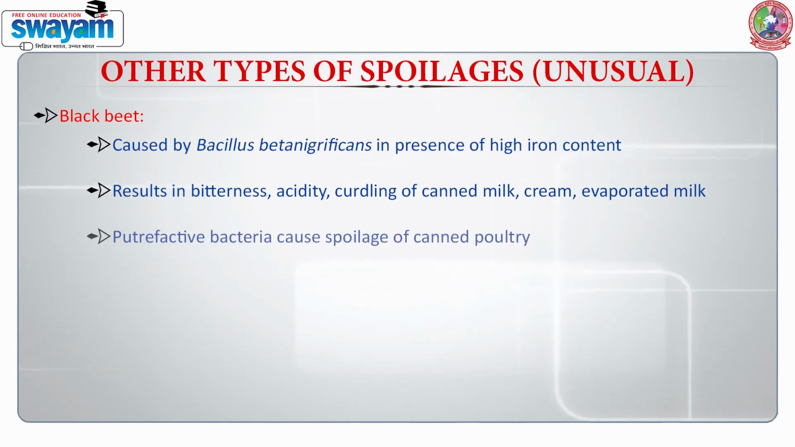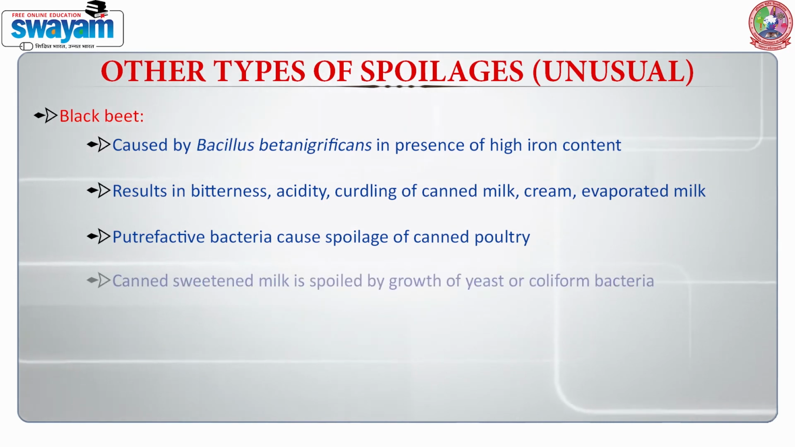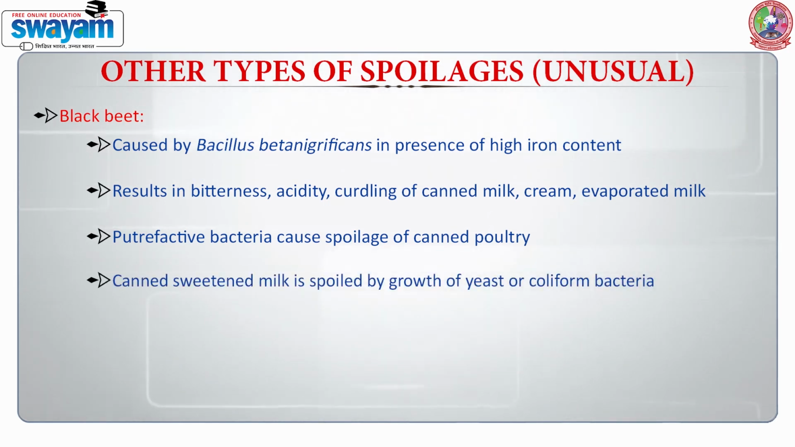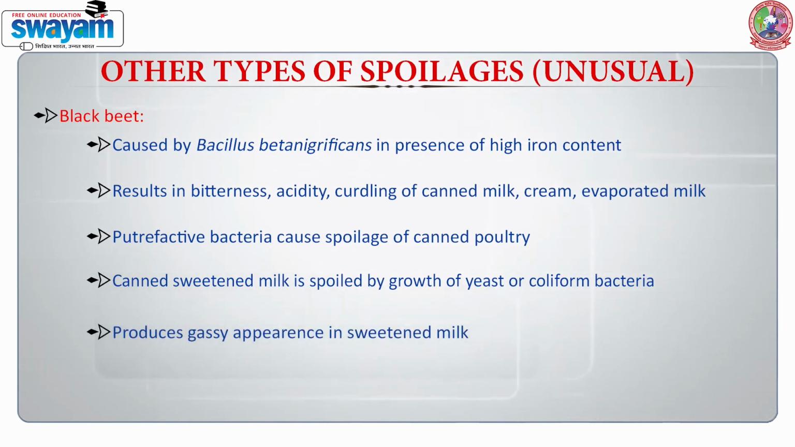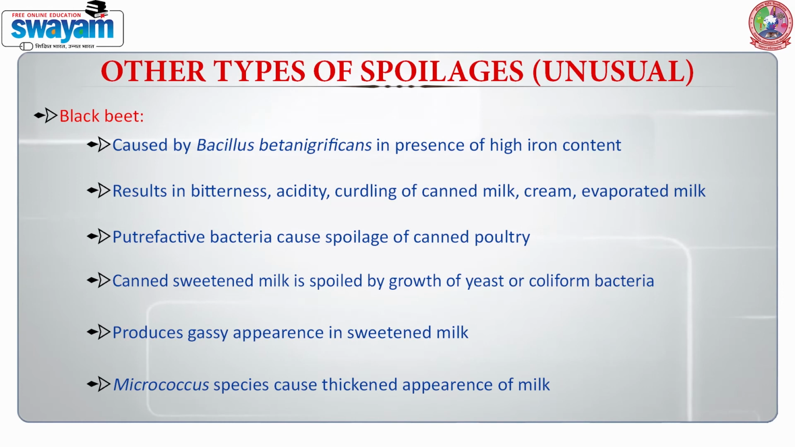Evaporated milk putrefactive bacteria cause spoilage of canned poultry. Canned sweetened milk is spoiled by the growth of yeast or coliform bacteria, and the product shows a gassy appearance in sweetened milk. Micrococcus species causes a thickened appearance of the milk.